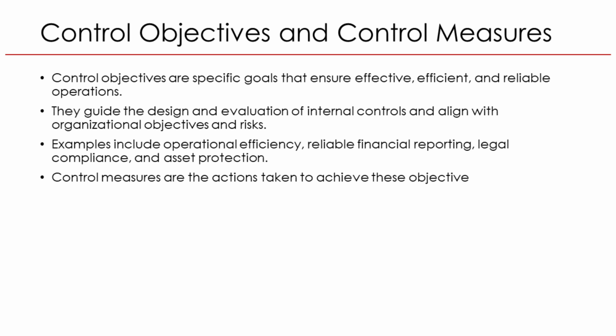Let's take a bank as an example. One control objective may be to ensure all cash transactions are recorded correctly. The control measures that support this could include daily reconciliations, authorization limits, and system access controls. So, control objectives describe what you want to achieve, while control measures describe how you achieve it. Together, they help keep operations smooth, compliant, and secure.